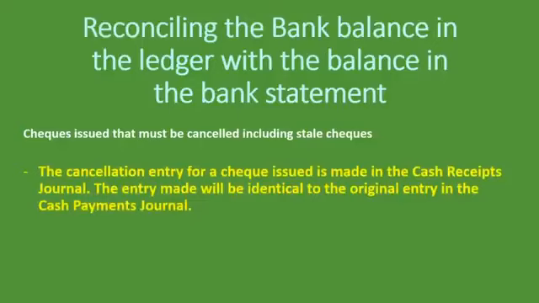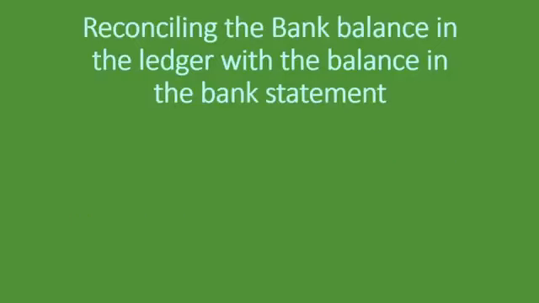The cancellation entry for a check issued is made in the cash receipts journal. The entry made will be identical to the original entry in the cash payments journal. So why do you do this? If you issue a check to someone and they tell you now that the check that you issued must be cancelled, the day that you issued that check, you recorded it in the cash payments journal. But now that you are cancelling it, you are recording it in the cash receipts journal to take it off your books to say, now we are cancelling this check.